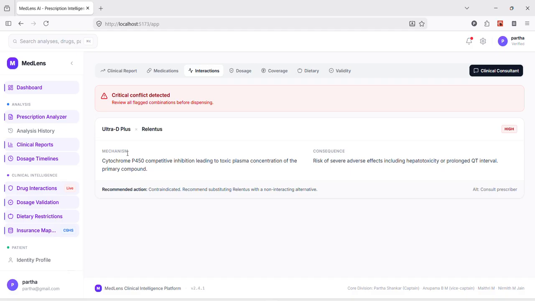This happens because the prescription mentions Ultra D plus and Relentless. So we have built a database named drug interaction, where we have over 500 entries, with drug A and drug B. In our case, drug A is Ultra D plus and drug B is Relentless. It properly tells us the severity and whether it should be taken together or not. Here I am being properly guided to not take it because it has severe adverse effects on our health.